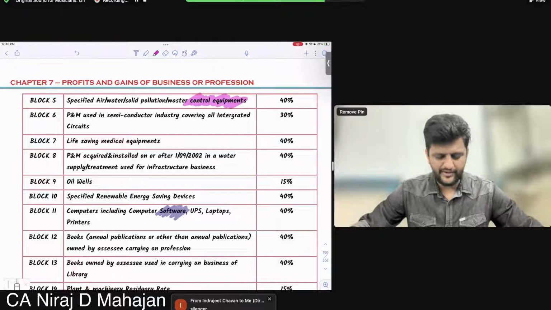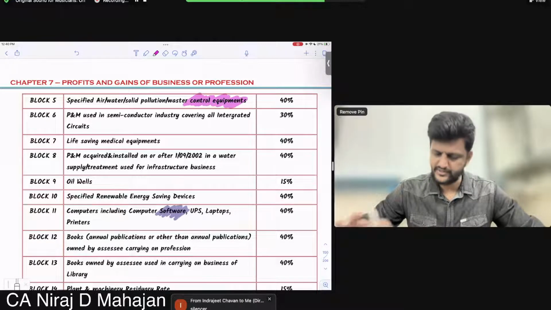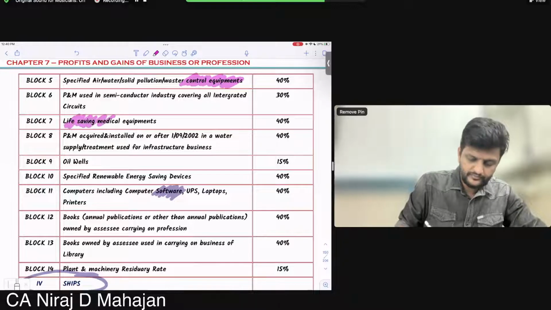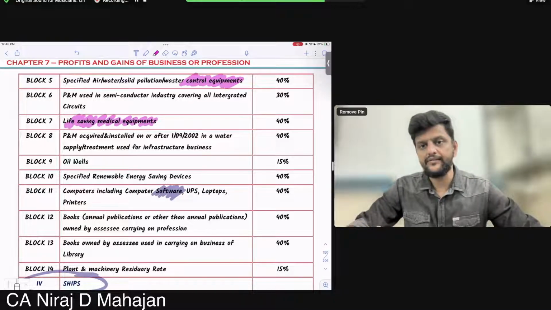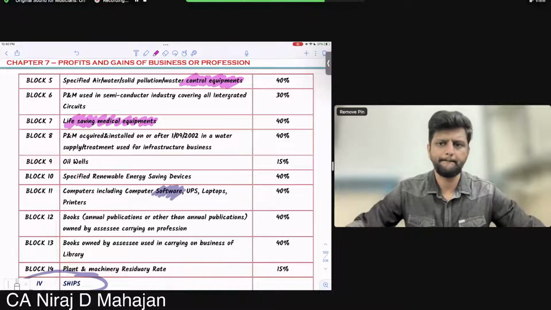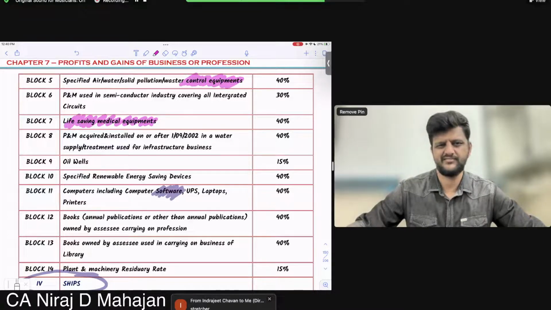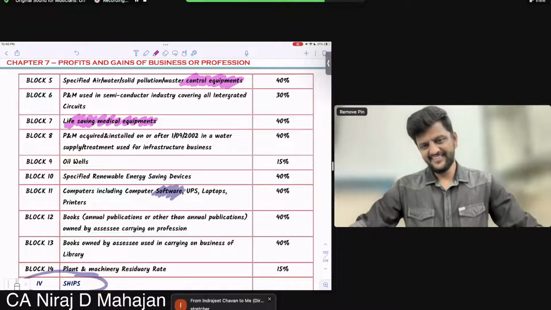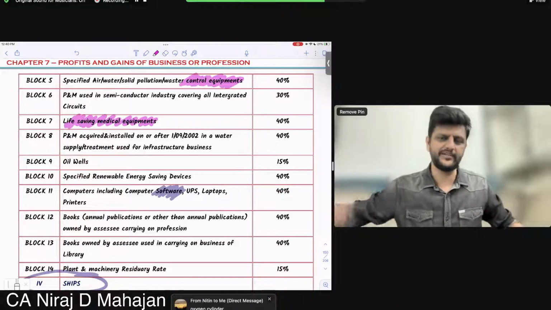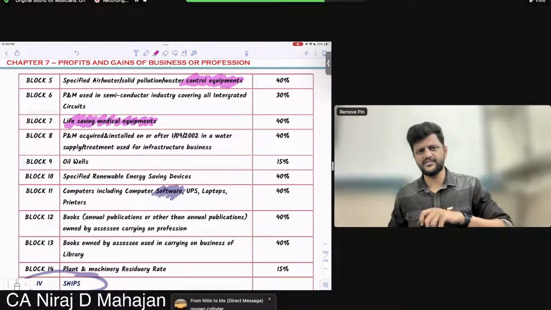Machines used in the semiconductor industry, covering all ICs, integrated circuits, leave that. Life-saving medical equipments. Tell me, life-saving medical equipments, what can you think of? Stretcher. Okay? Think something bigger. Ventilator. Good example. Ventilator. Oxygen cylinder.